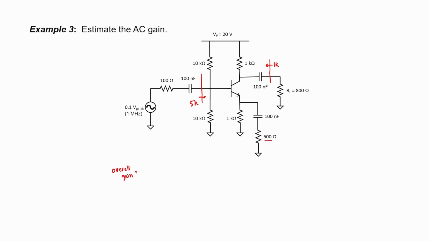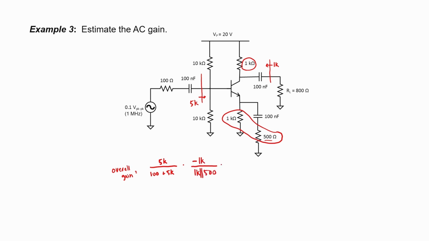Let's do our input voltage divider first. We have our input impedance dividing across that 100 ohm source impedance. Now we have our gain segment, which is 1 kilo ohm divided by these two resistors in parallel with one another.